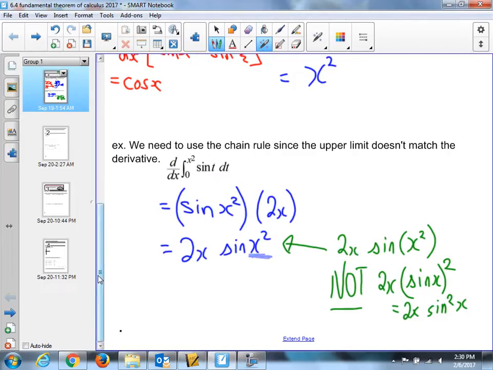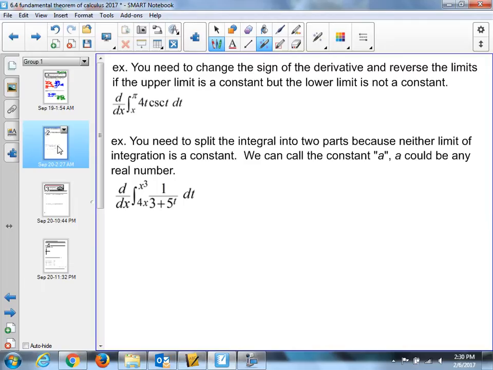Now, you'll get some practice with those kind of things. I'll give you a little more practice. I've already mentioned something like this. You need to change the sign of the derivative and reverse the limits if the upper limit is a constant, but the lower limit is not. So the old flip-floppy, right? As I mentioned, if I want to put the x on the top, I got to use a negative sign in here. So I'll move the negative sign right to the front.